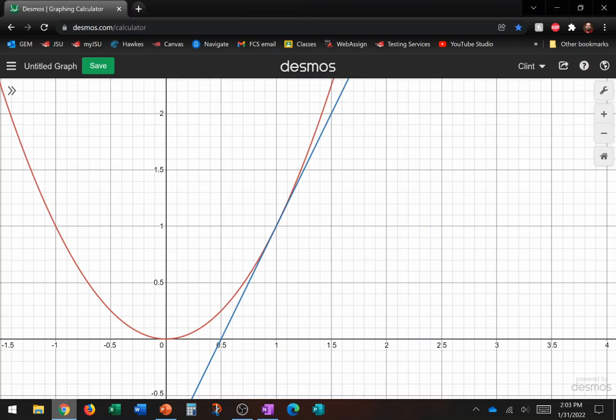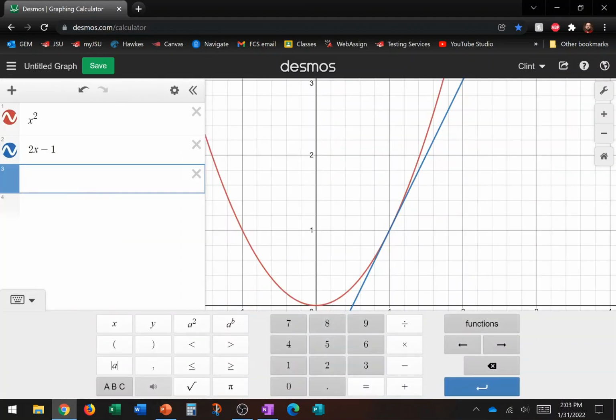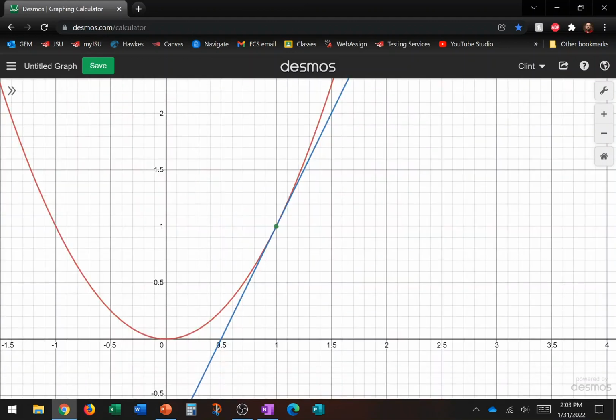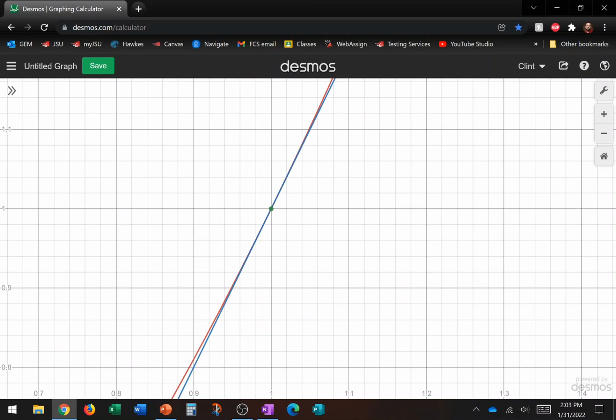Something you might have noticed. Let me put our point on here so we can see where it's at easily. There's our point where our line is tangent to our curve. If we zoom in, the red curve is x squared. The blue line is our tangent line. If you just look in the area around our point 1, 1, do you notice anything about the graphs?